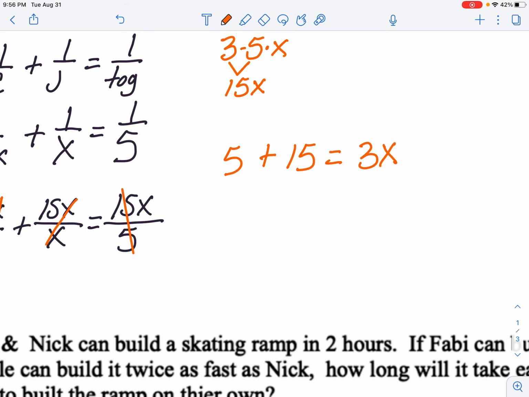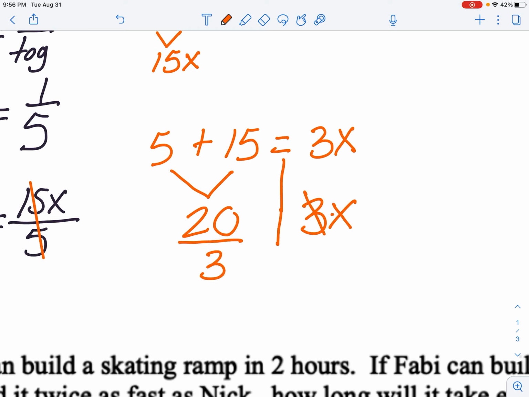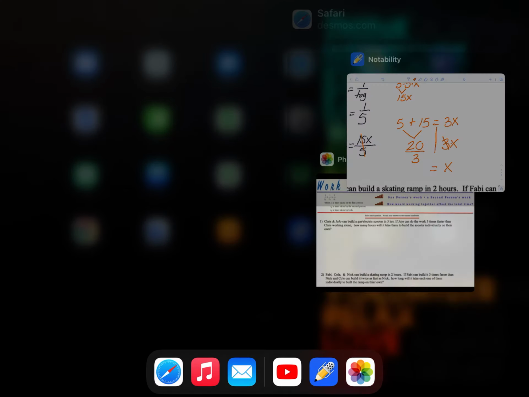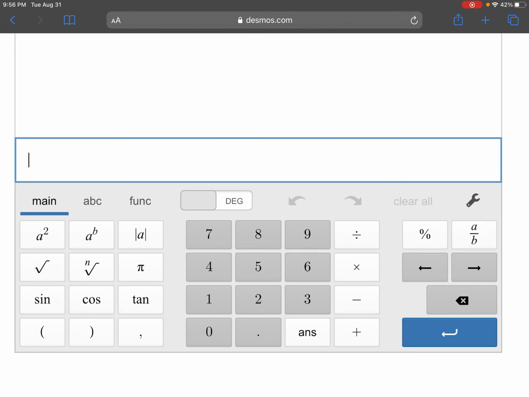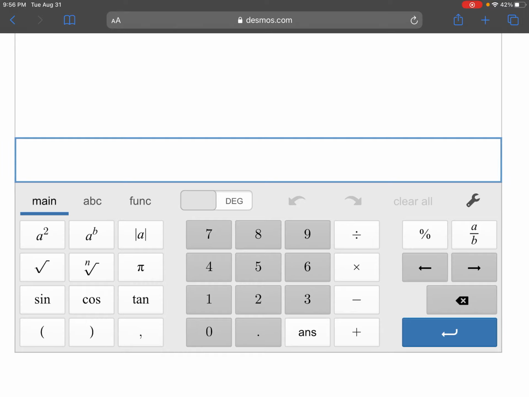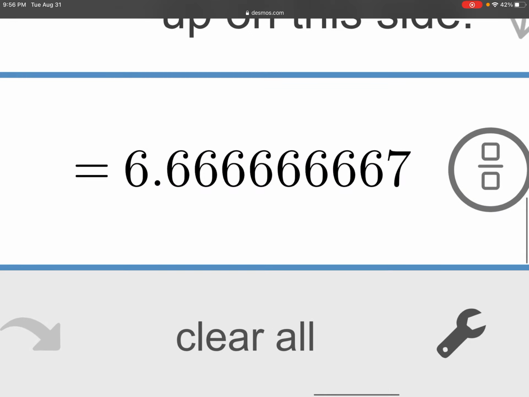Okay, so now we do our line of separation. 15 plus 5 is 20, and we have 3x, right? And the opposite of 3 times x is we divide by 3, right? So what do we get? Let us go to our calculator, and we're going to do 20 divided by 3.